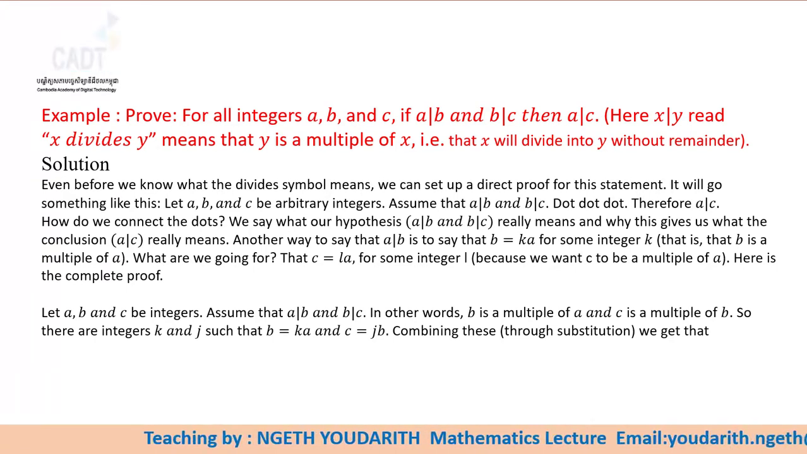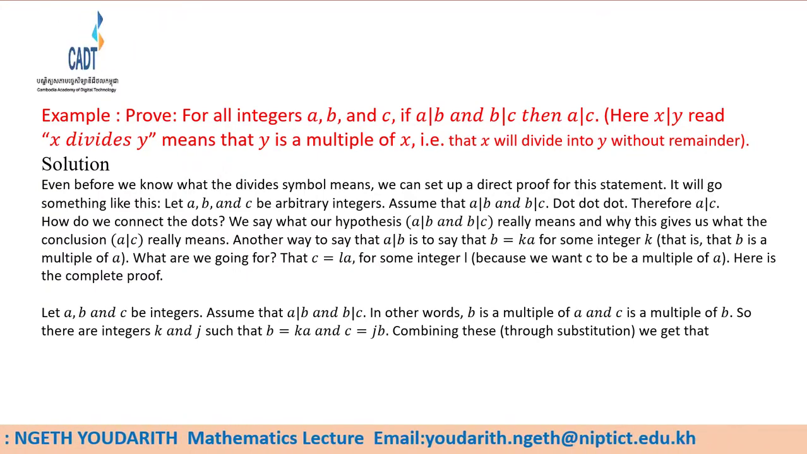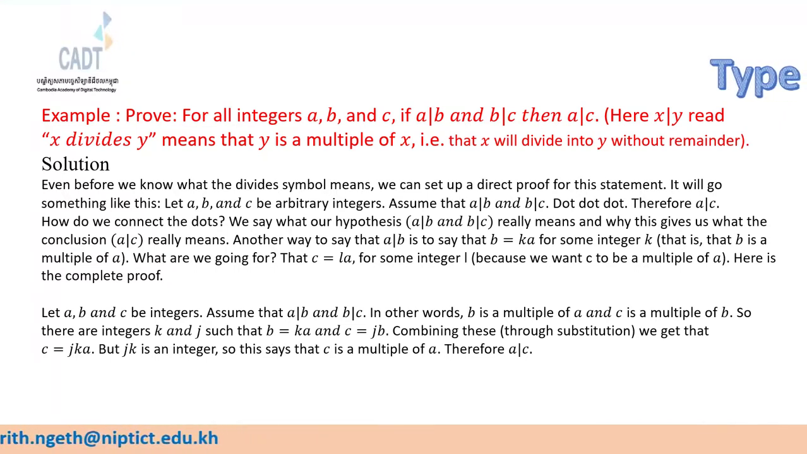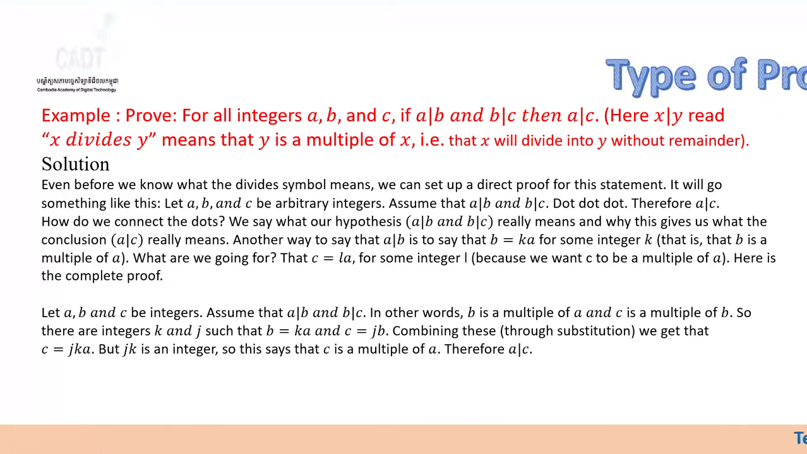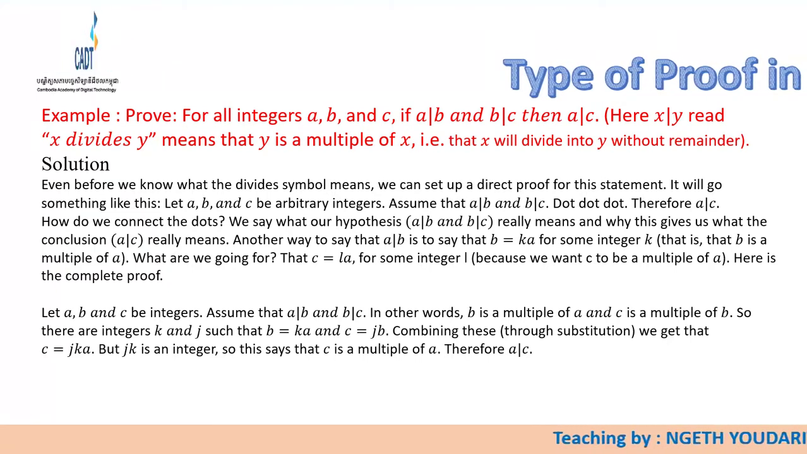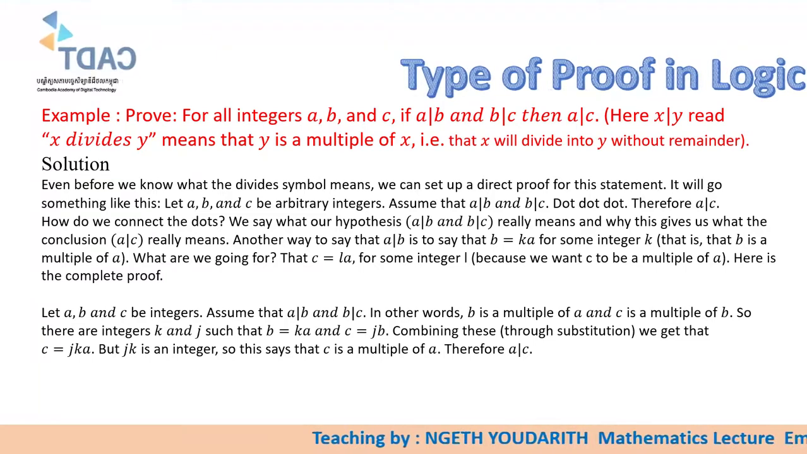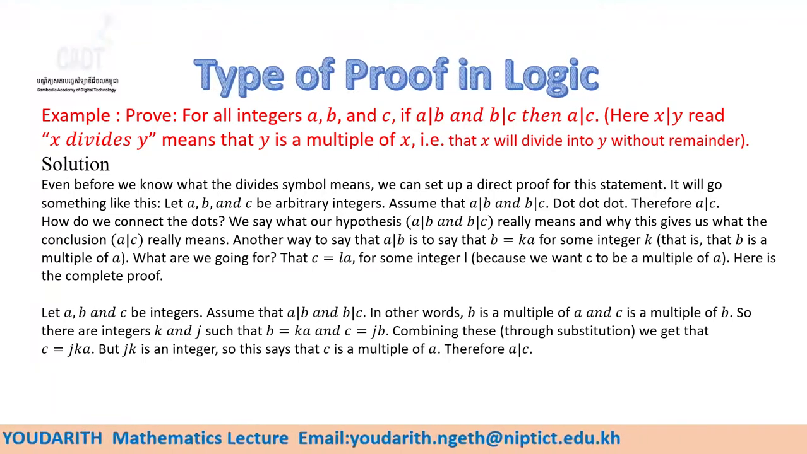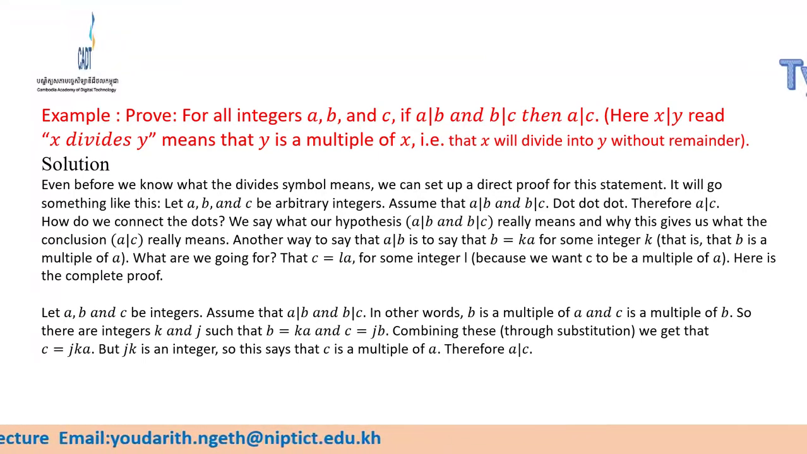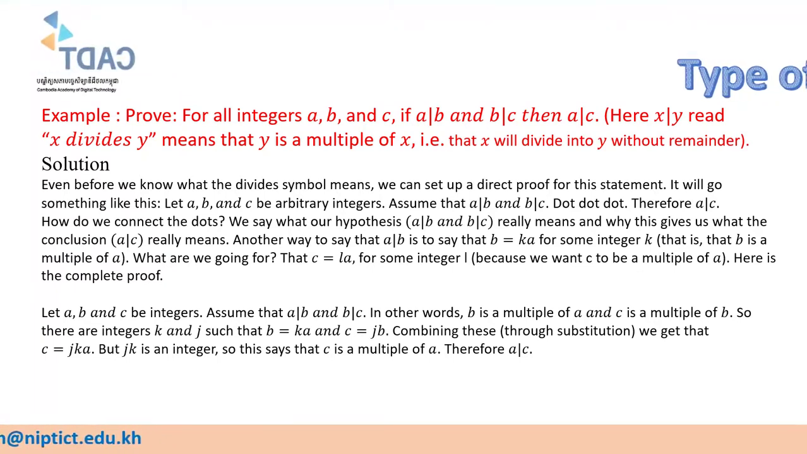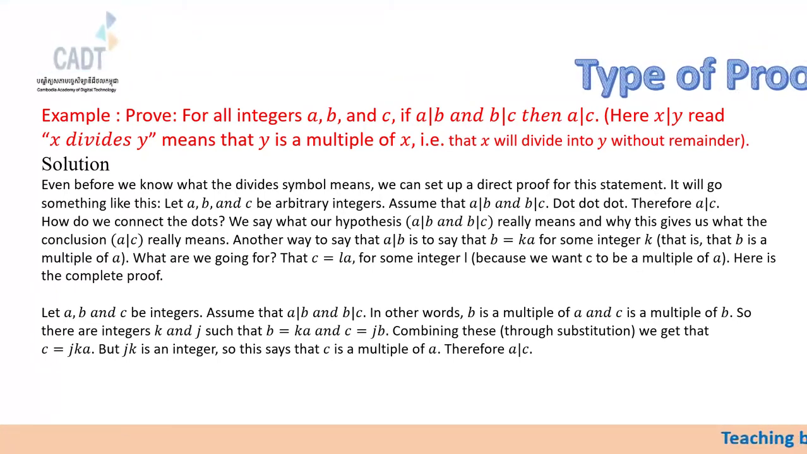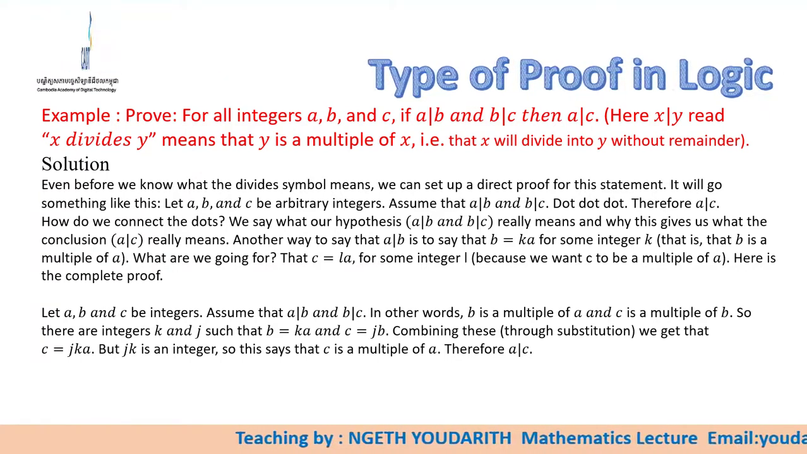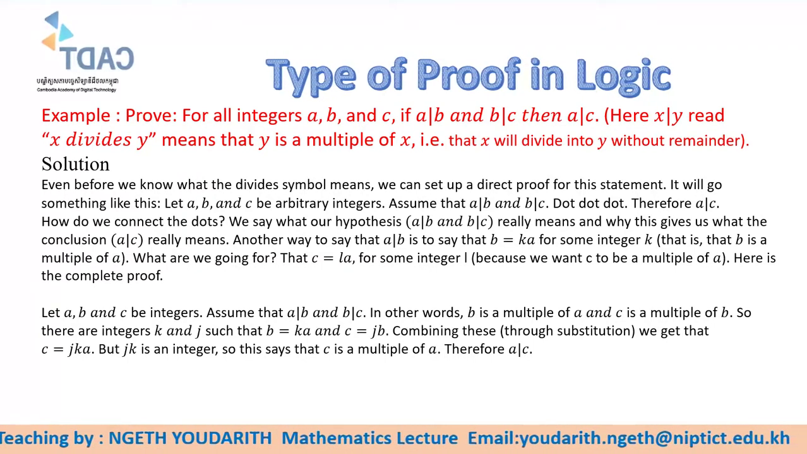Combining this through substitution, we get that C equals JKA, because C equals JB and B equals KA. So we substitute B by KA, and we get C equals JKA. But JK is an integer, so this says that C is a multiple of A, therefore A divides C. It means that C can be divided by A. If A divides B and B divides C, then A divides C.